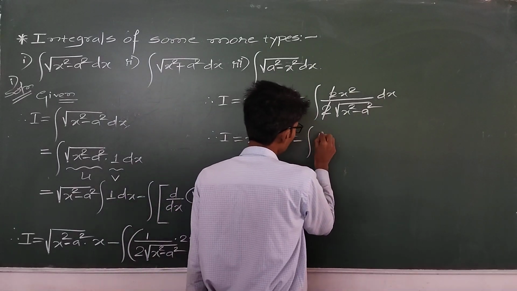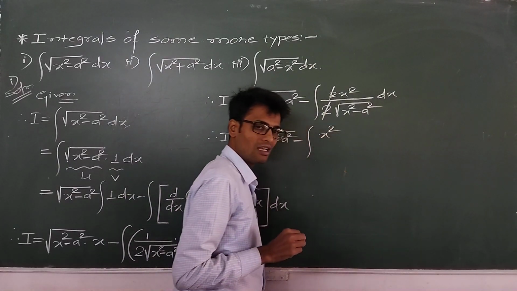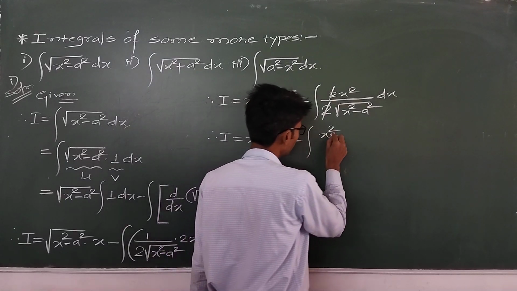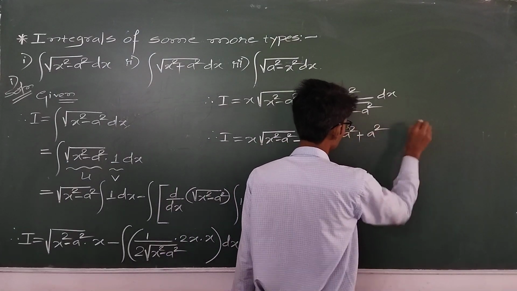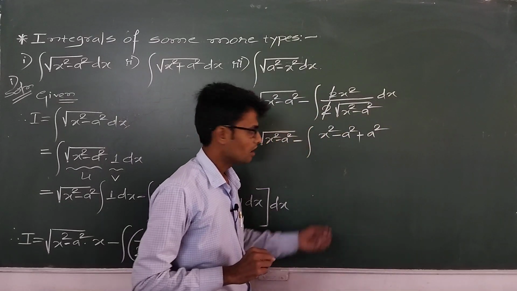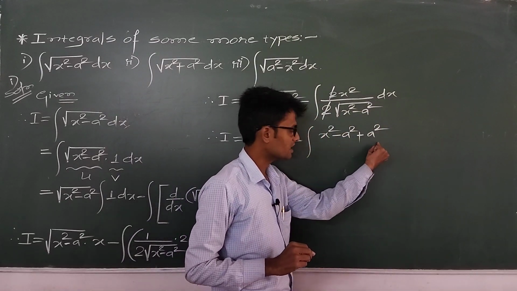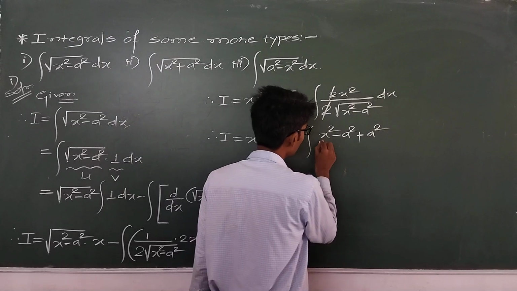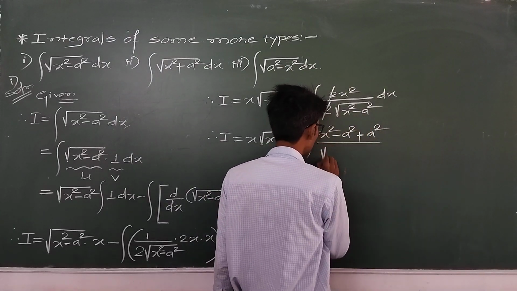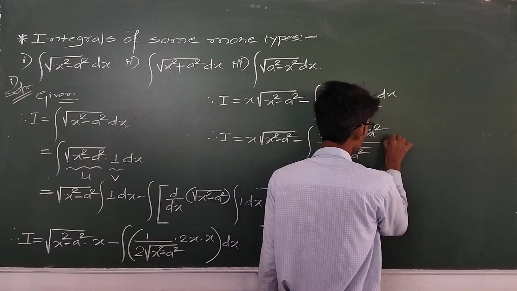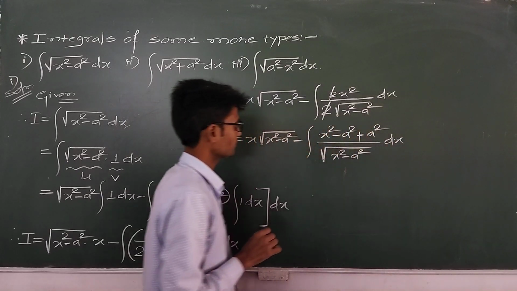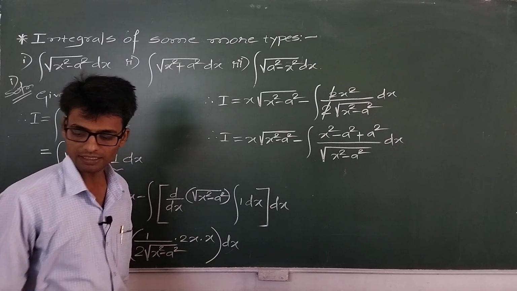So I'll write x square as it is, and along with x square I'll write minus a square plus a square, divided by this square root of x square minus a square, with respect to x as it is, right?